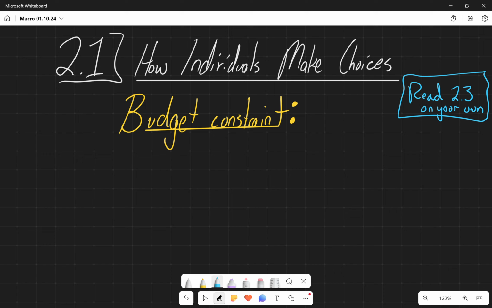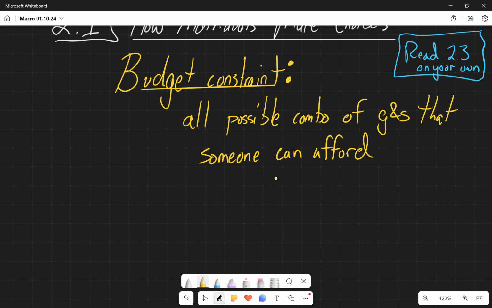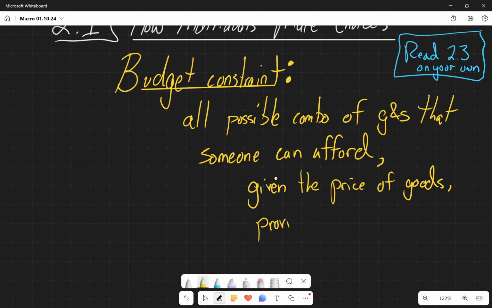So economists think that consumers have this thing called a budget constraint, which is all the possible combinations of goods and services that someone can afford. Now, this definition has some caveats, right? So the first caveat that we have here is given the price of goods, second caveat, provided all income is spent.